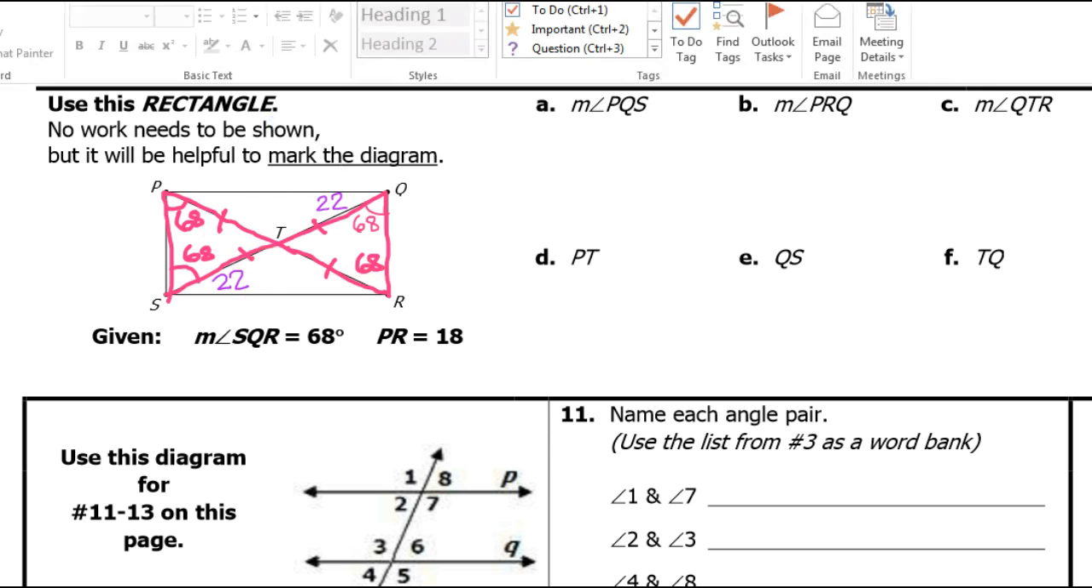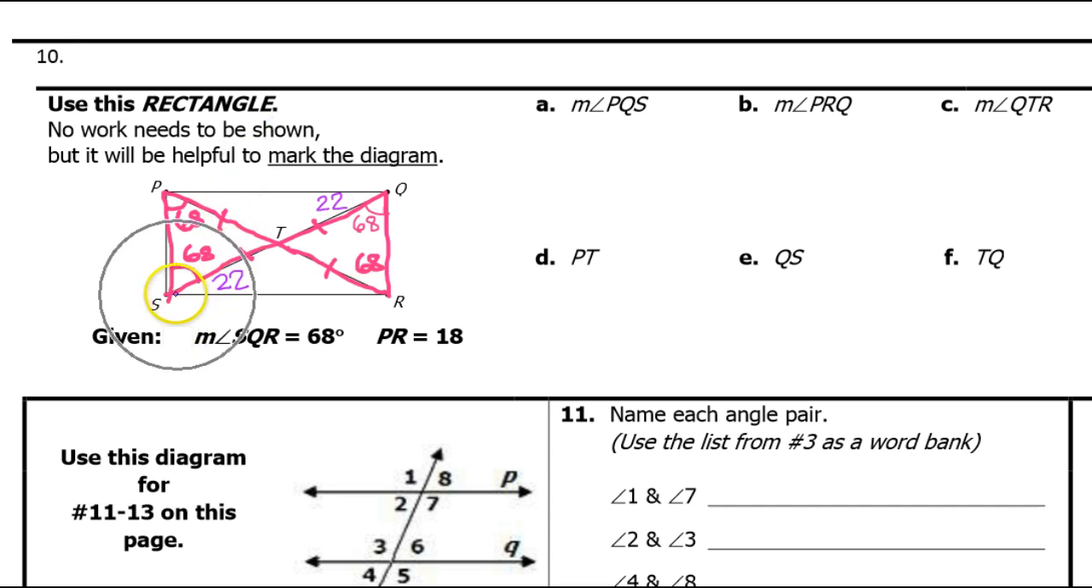Similarly, looking at it the other way, this and this, this is an isosceles triangle. So I'm going to have 22 and 22. And this is an isosceles triangle, so this is also going to be 22. So we got all those angles in there.